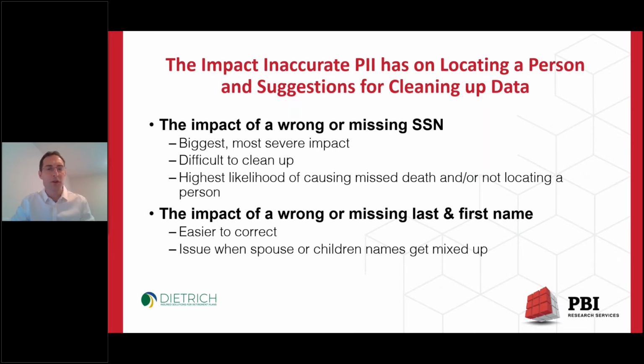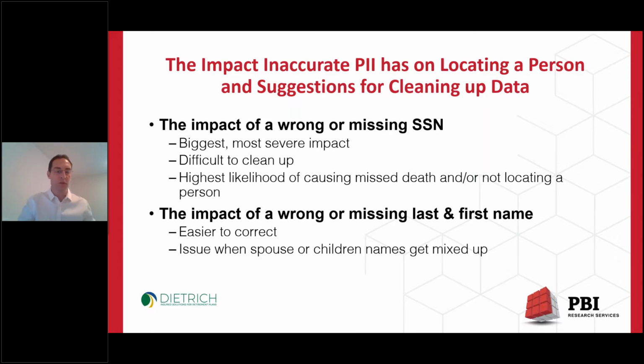The first thing I want to talk about is the Social Security number. That's the biggest and most severe impact. The reason is that we use the Social Security number along with all the other data points to verify a person's information. If we don't have a Social Security number, we don't have the best resource we can use to verify other data points. So if we have a Social Security number and some other data point is wrong, we can more easily clean it up.